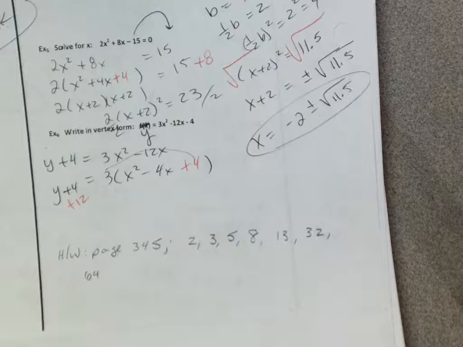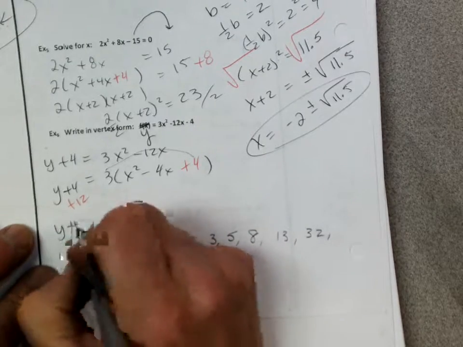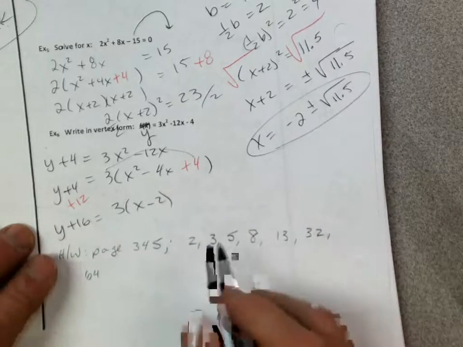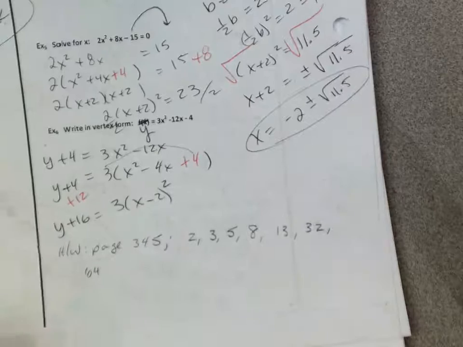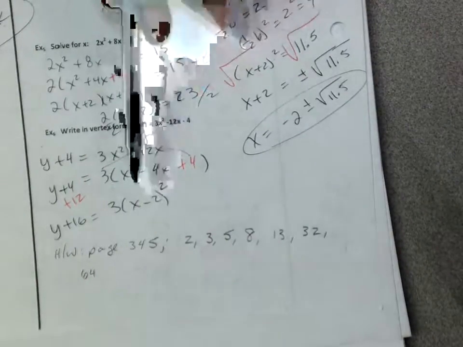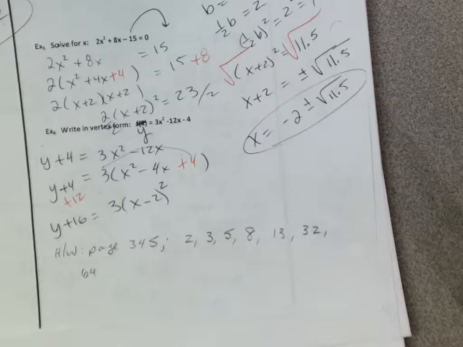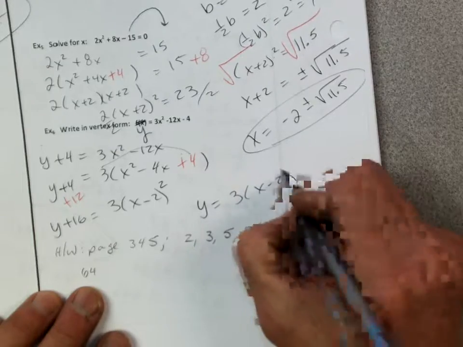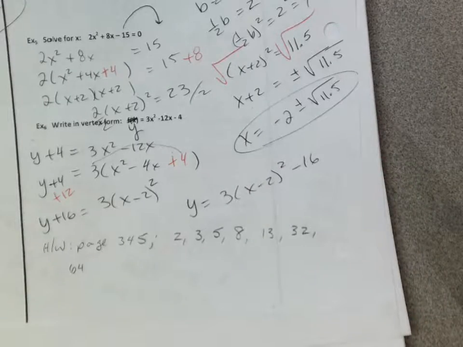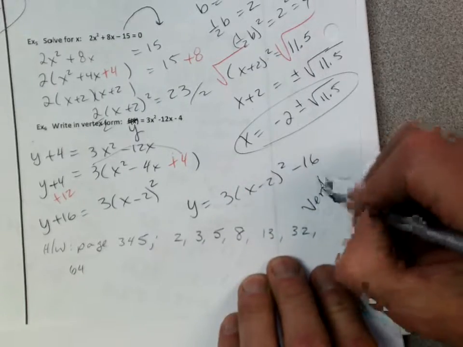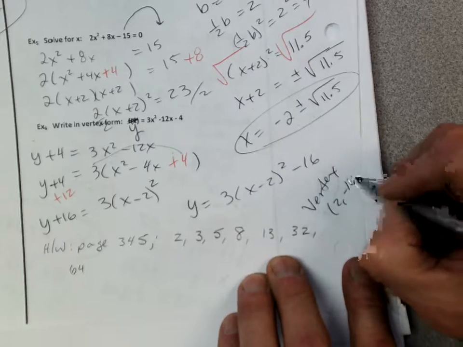Okay, let's factor. So I've got y plus 16 equals 3 times x minus 2, x minus 2, but I may as well skip a step and write it like that, okay? You guys agree it's x minus 2, x minus 2? So let's just write it as x minus 2 quantity squared. Now if I bring the 16 back over, I'll have y equals 3 times x minus 2 squared minus 16. Now I know the vertex. Opposite. So my vertex would be, believe it or not, 2, negative 16.